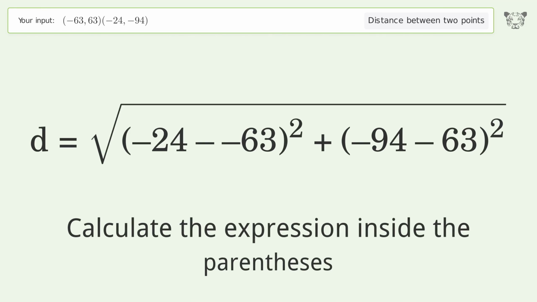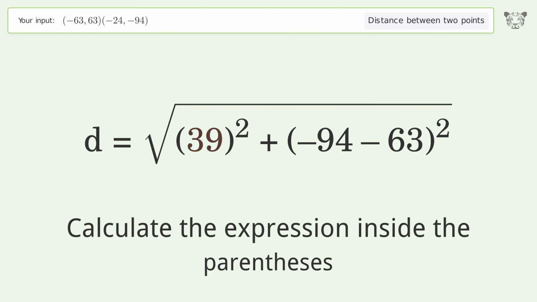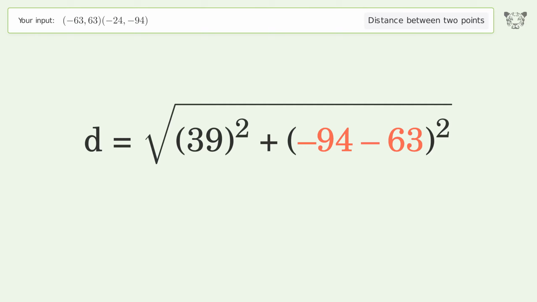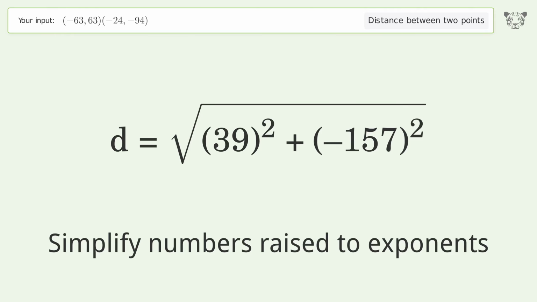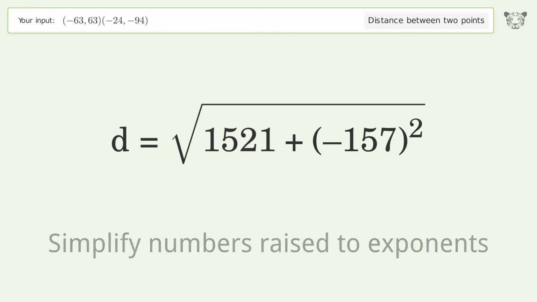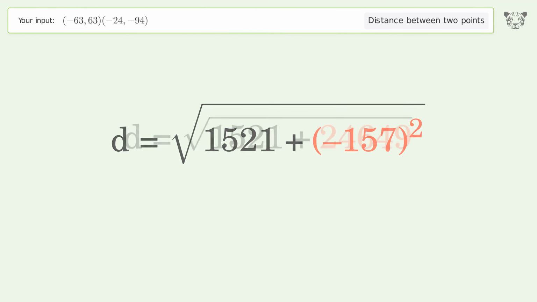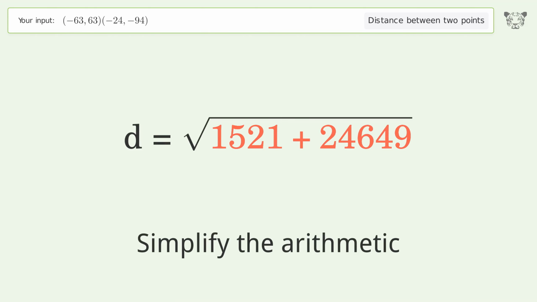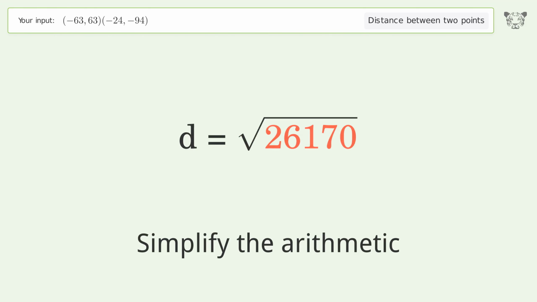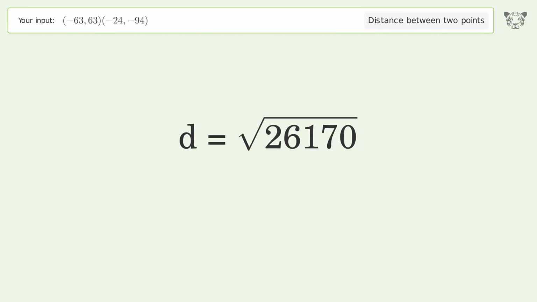Calculate the expression inside the parentheses. Simplify numbers raised to exponents. Simplify the arithmetic. And so the distance between the 2 points is the square root of 26,170 or 161.771.